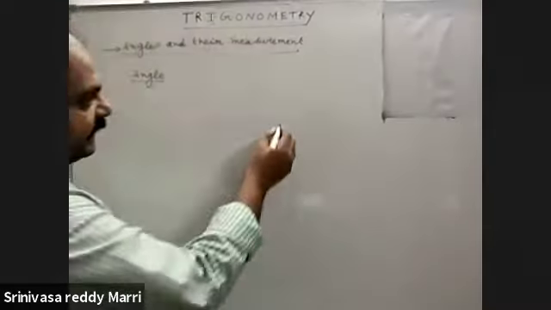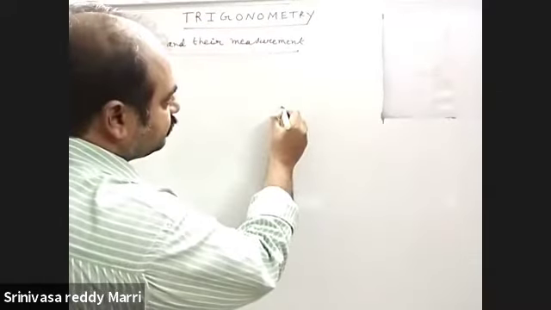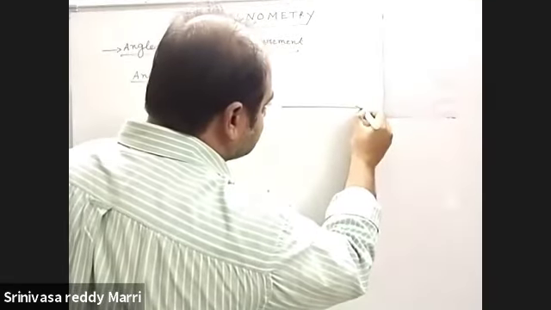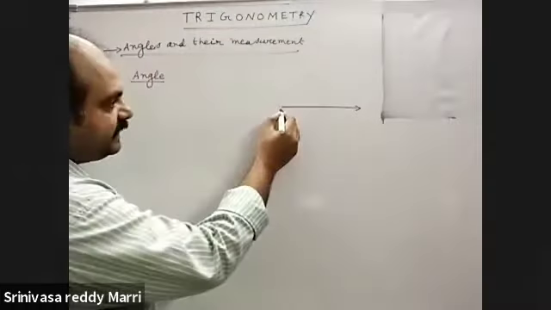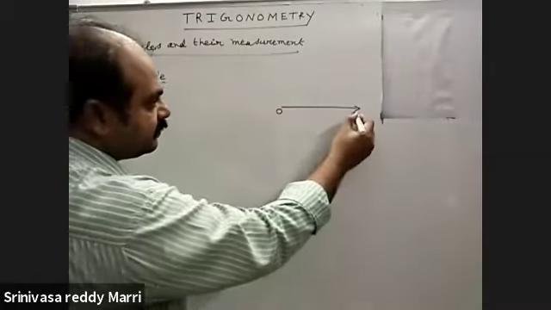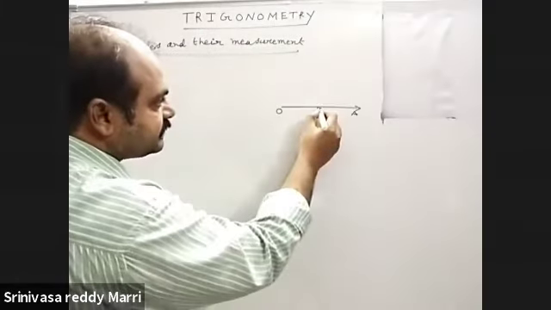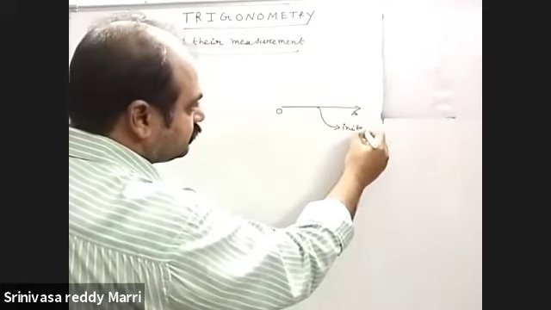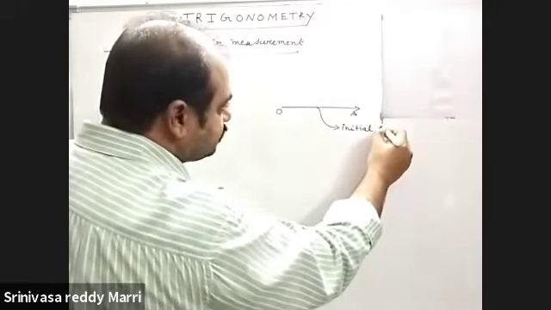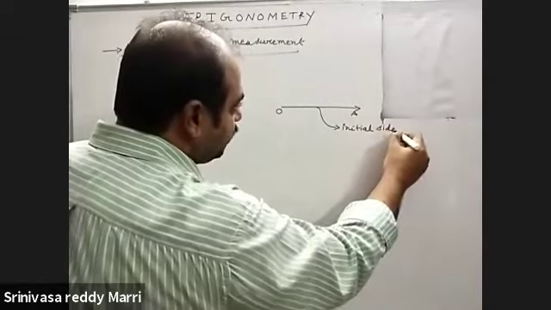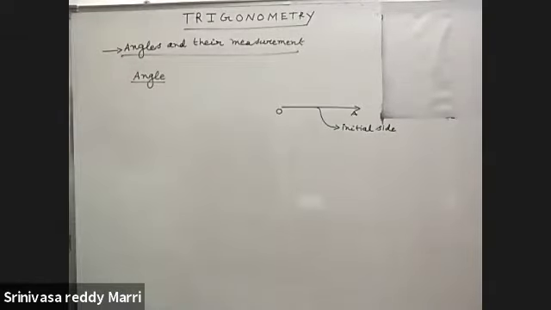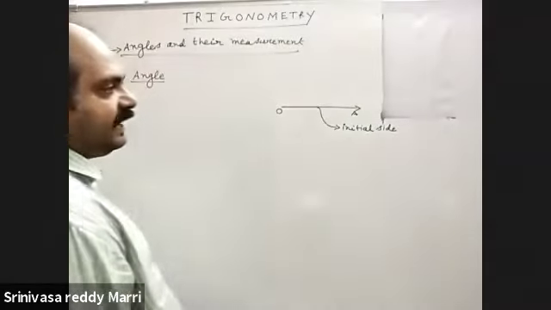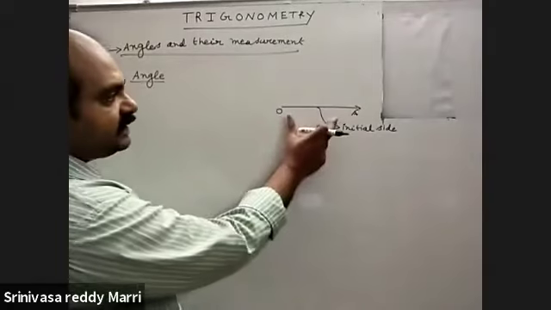What is an angle? Look at here. For the angle, two sides will be there. This is called the initial side. We will always take a horizontal line. This is called the initial side or initial ray.